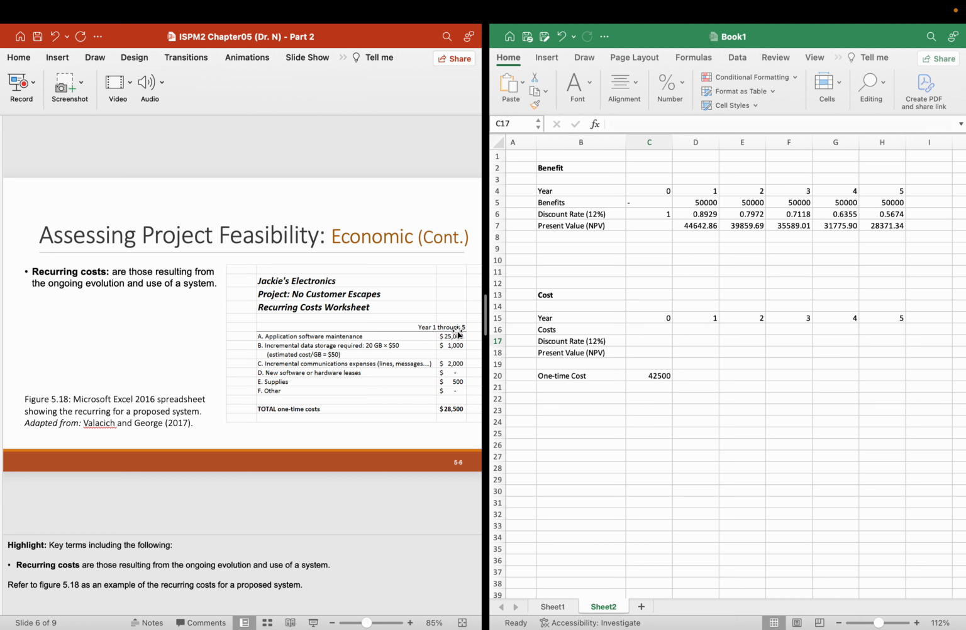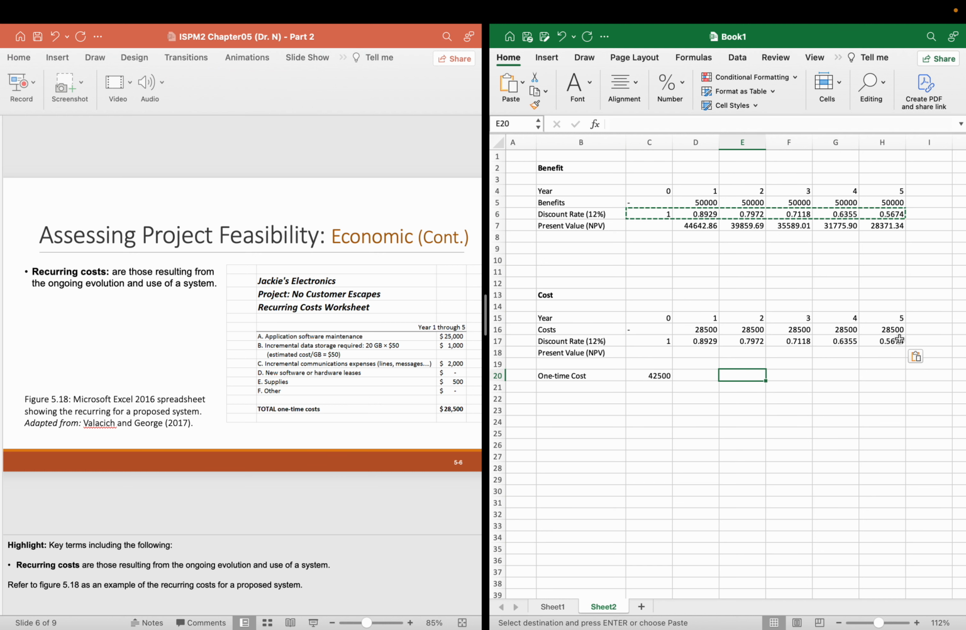Recurring cost from year 1 to year 5, we have different types of cost, and the total is $28,500 per year from year 1 to year 5. So we don't have any cost in year 0, but year 1 to year 5, we have $28,500. And we can just keep doing that because that's the same thing for different years. And the interesting part, the measure that you are trying to calculate here is exactly the same as measures that we calculated here, because the equation is exactly the same.